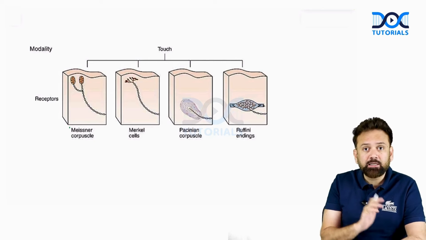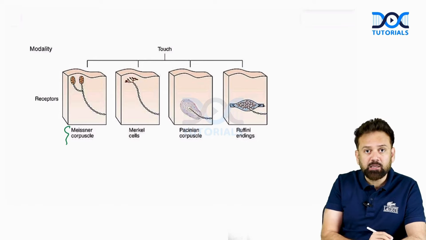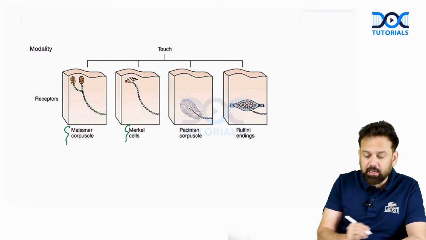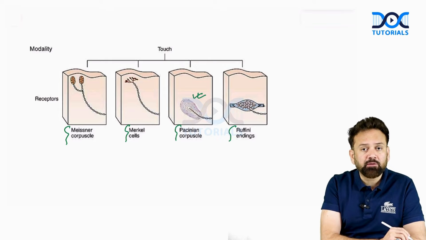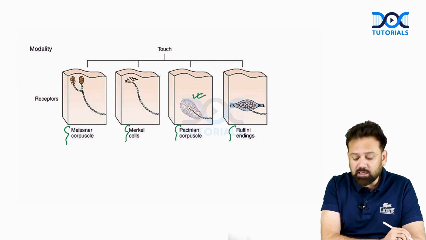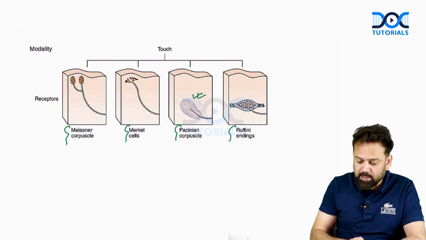Now you can see the diagram, because they ask the diagram in the exam. Meissner's corpuscles in the epidermis, Merkel in the epidermis, Pacinian and Ruffini in the dermis. Please remember this diagram. This was given in one of the examinations and they asked what is the answer? The answer was Pacinian corpuscles. So please recognize this also for your exam purpose.